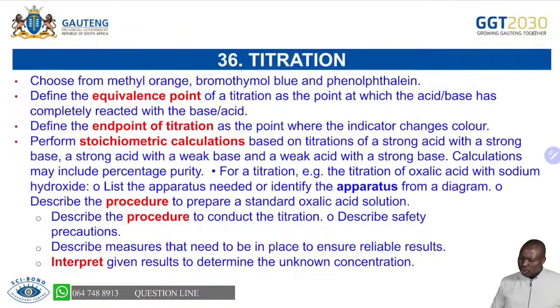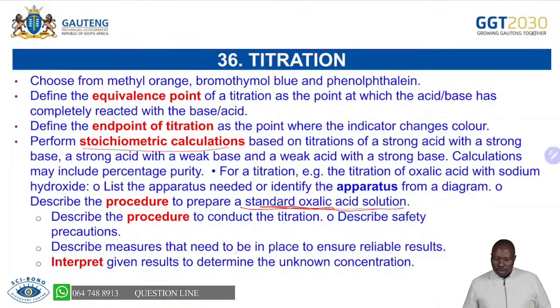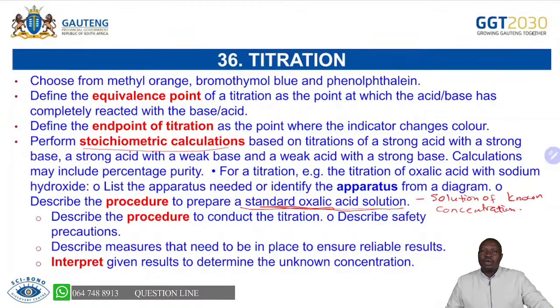And we must be able to do the stoichiometric calculations, and you must be able to prepare a standard solution. You must know how to prepare it. What is a standard solution? A standard solution is a solution of known concentration. So during this titration, of the two, the acid and the base, you must know the concentration of one. Hence it's a standard solution. You must have a standard solution that you are going to use to determine the concentration of the other one that is of unknown concentration.